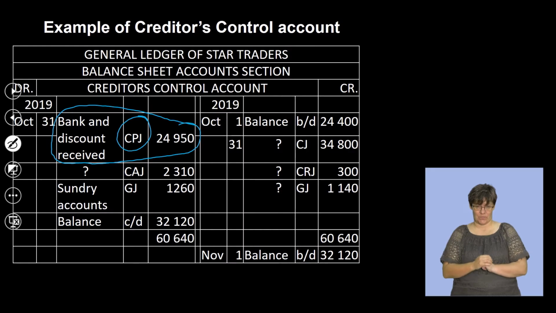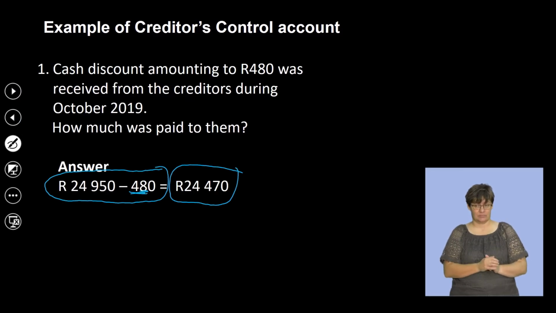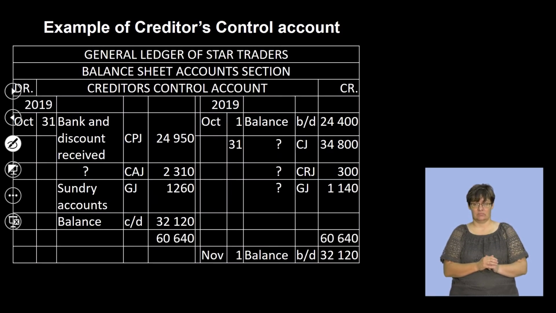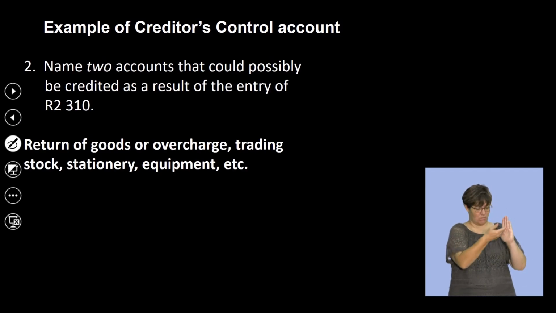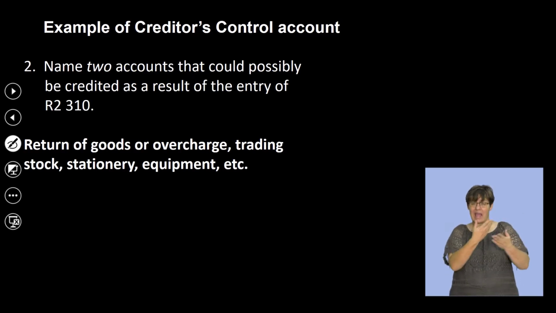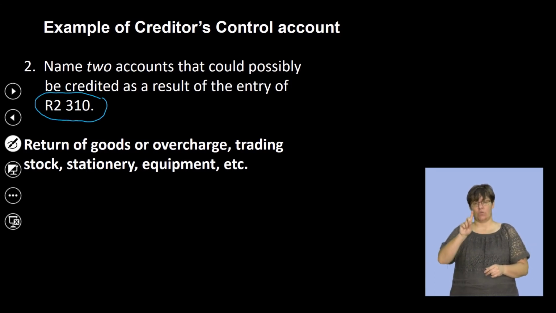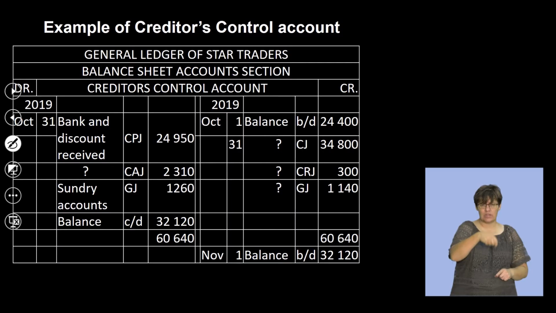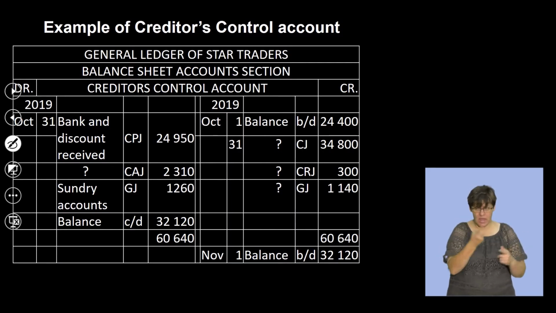24,470. Now the next question that we have to answer is, again, here's your ledger account with all the given information, and your question is, name two accounts that could possibly be credited as a result of the entry of 2,310. Let's find the 2,310 firstly. Here we go.